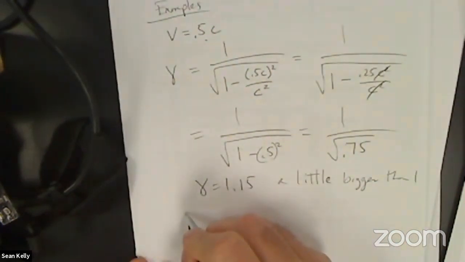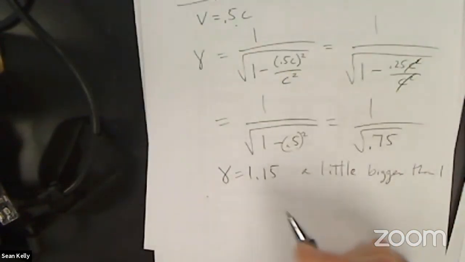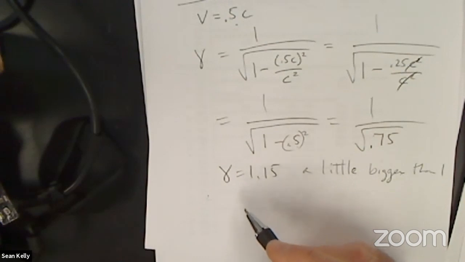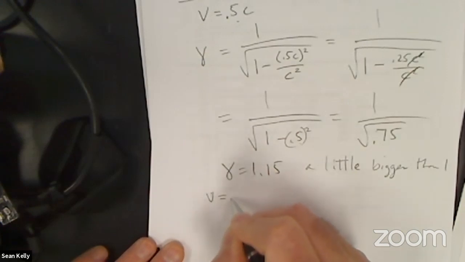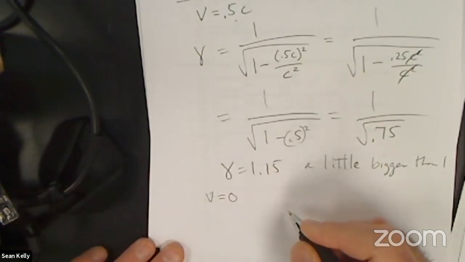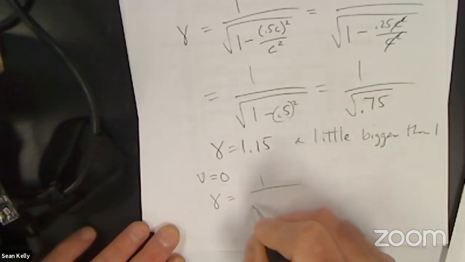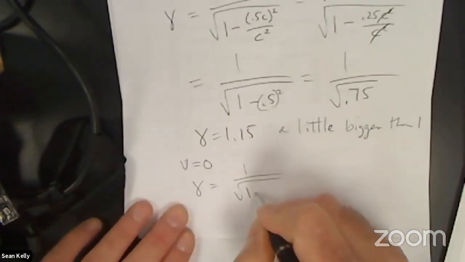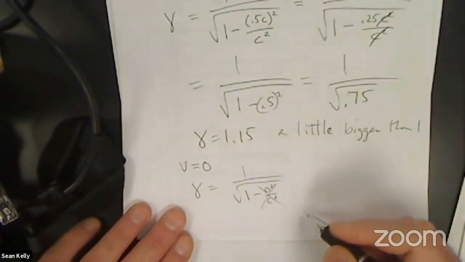Now, I should have mentioned something kind of important. Einstein understood that if relativity is real, then when you go into a situation that's not relativistic, it should go back to normal physics, right? So I forgot to show you something. What if V is 0? Well, gamma equals 1 over the square root of 1 minus 0 squared over c squared. Well, that's just 0, ignore it. So what do you get?